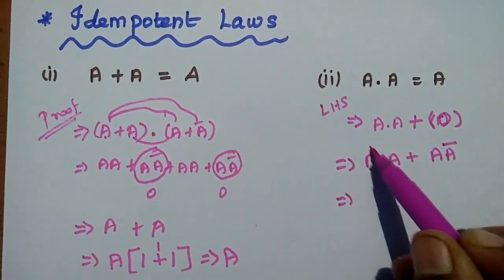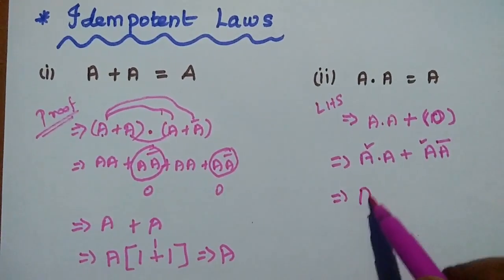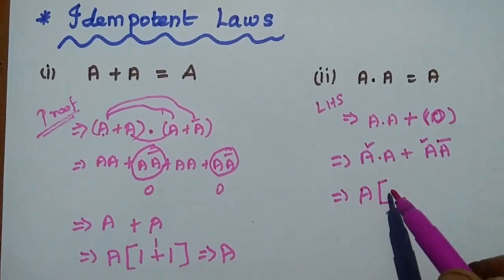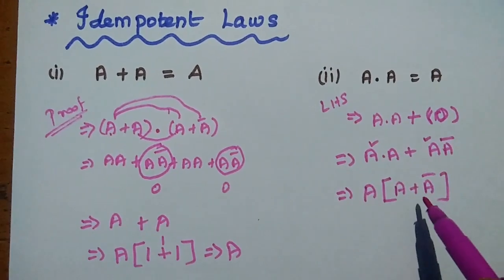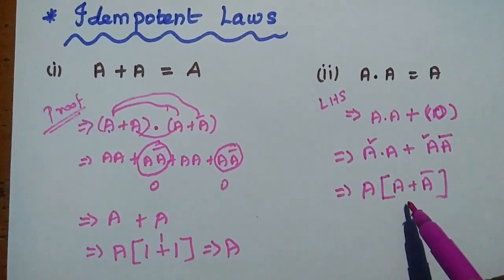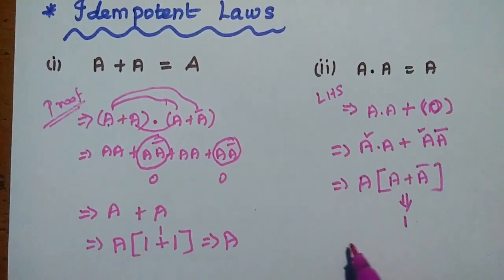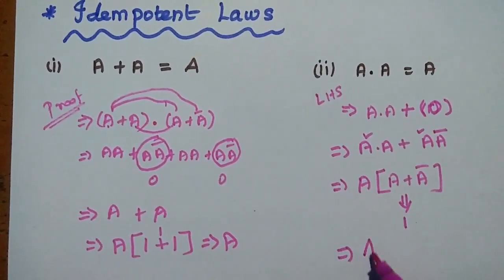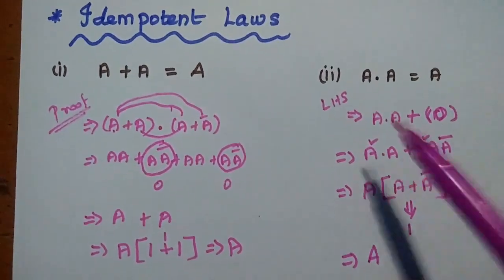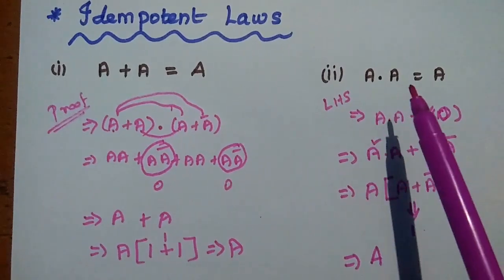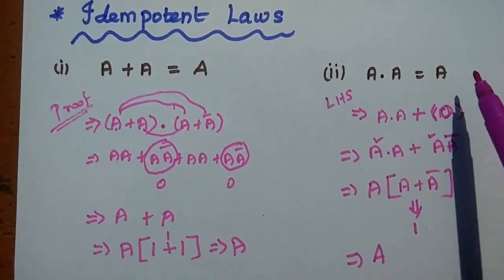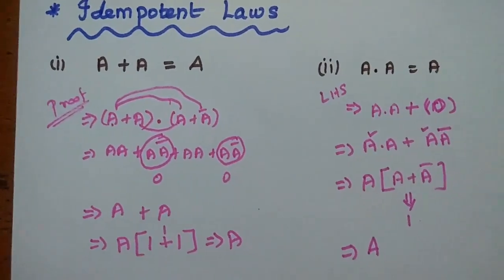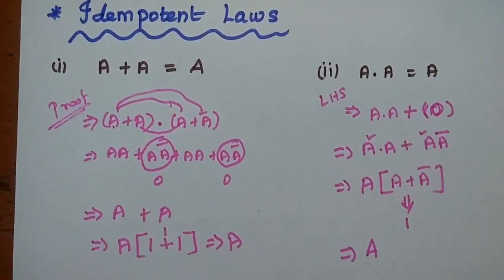So here we can take this a as a common term. So here a into the remaining term is a plus a bar. A plus a bar is always equal to 1. So 1 into a, that answer is a. So a multiplied with the same value a results in the same value a. Okay. A dot a is equal to a.